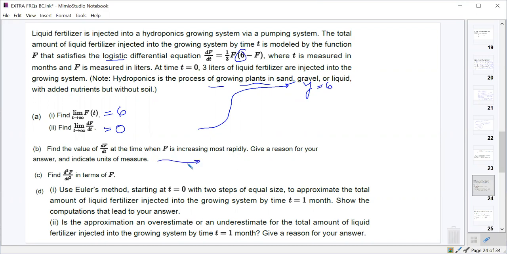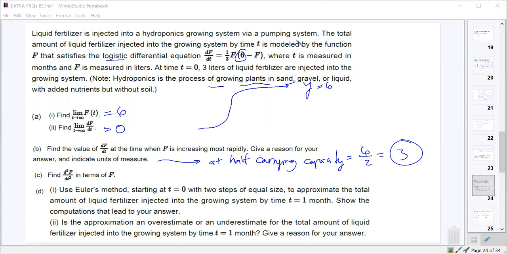Okay, part B is another thing I talked about quite a few times, is that F increases most rapidly. This is always at half the carrying capacity. And so with some very basic arithmetic, that should be 3. Everybody good with part B?